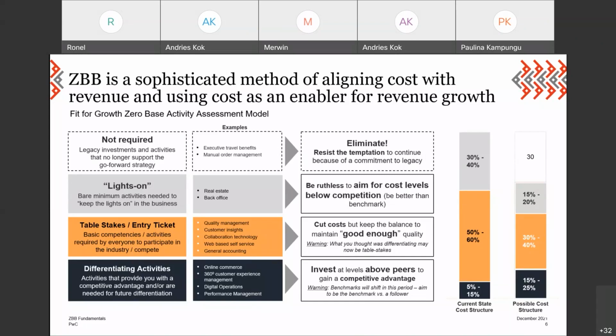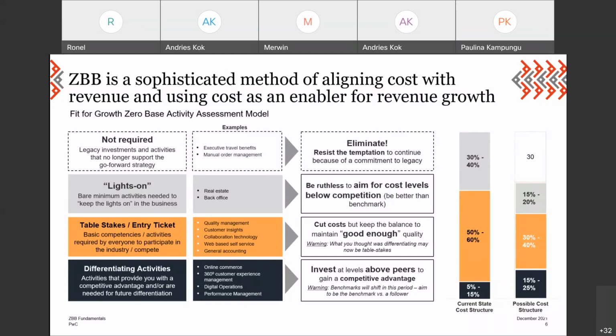An example of this would be accounting or web-based self-service in an insurance context. But this is something that you don't want to be as ruthless on, because this might be something that gives you some sort of competitive advantage. So if you think about this ZBB process holistically, you want to be very ruthless in terms of ZBB in your first two buckets, and then look to invest in number 3 and 4.